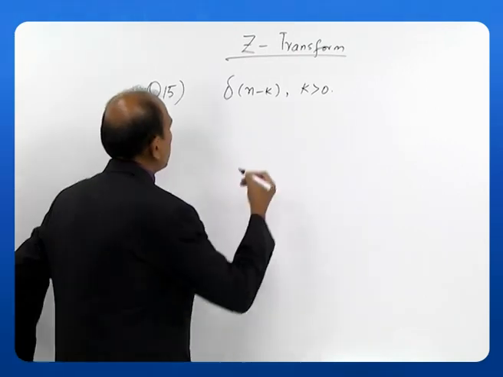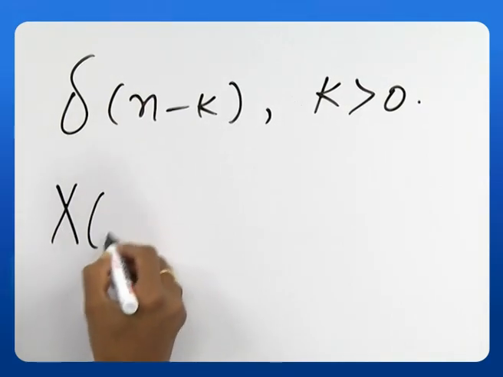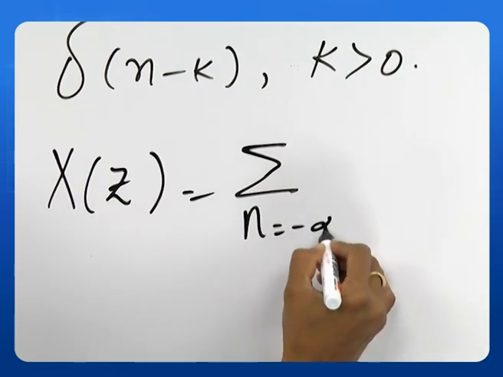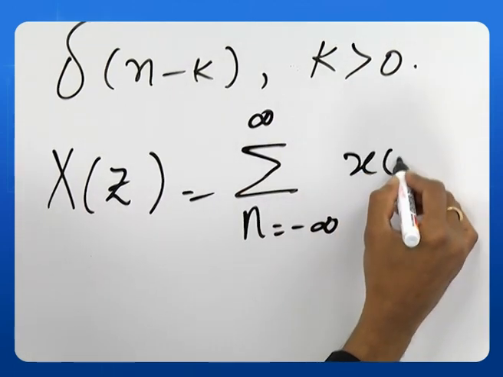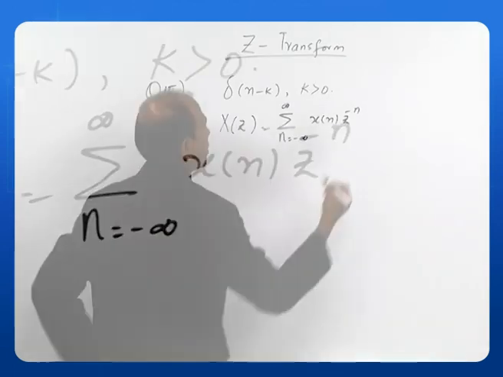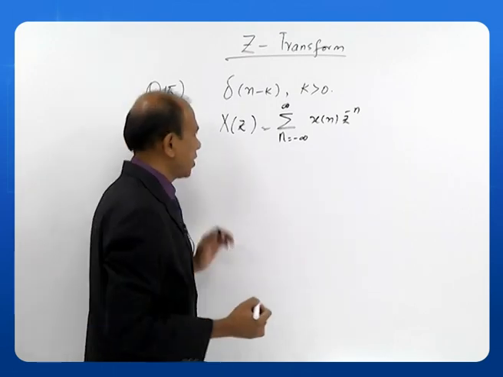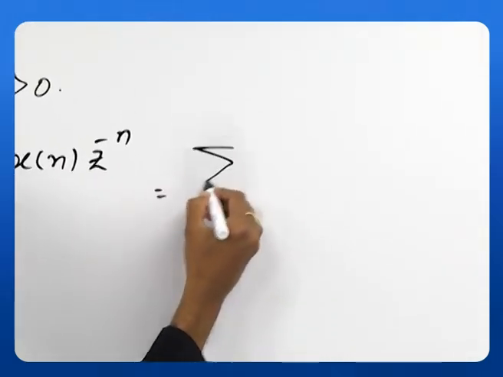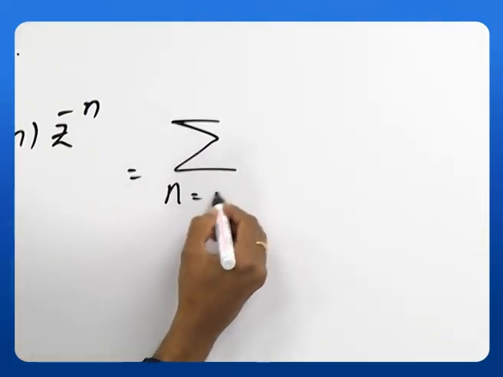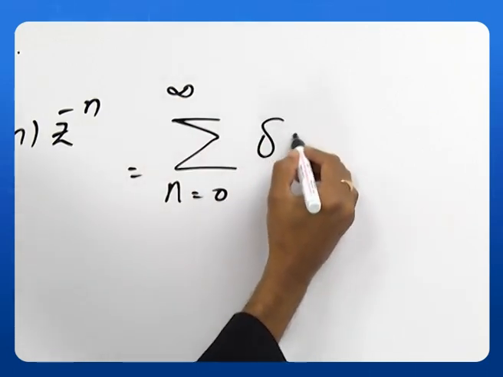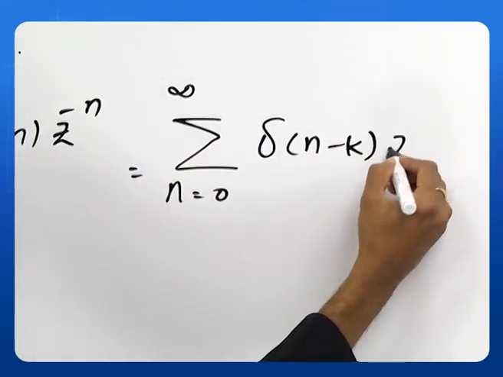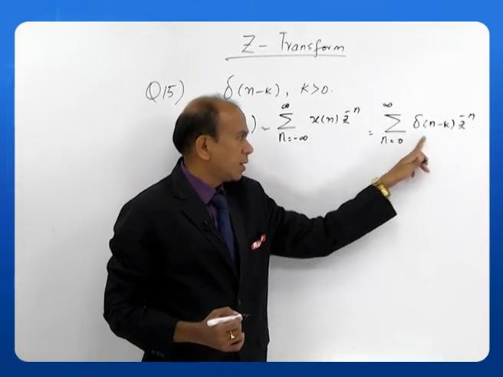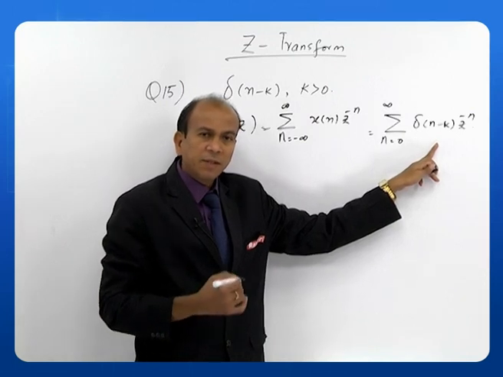Let us first write down what is X of z. X of z is given by the formula summation n equal to minus infinity to plus infinity x of n z to the power of minus n. So this is the Z transform for us. Now it is given that this is the delta function, so summation n equal to 0 to infinity delta of n minus k z to the power of minus n. If you look at this type of x of n, we remember that this is a time shifting property.